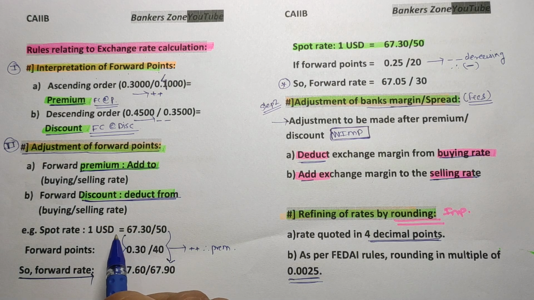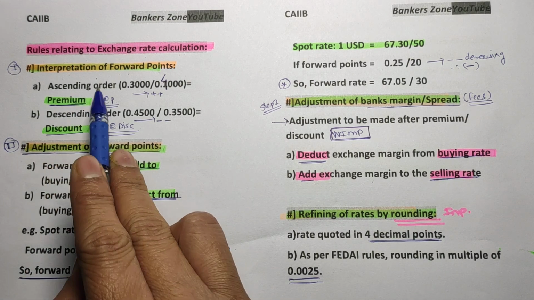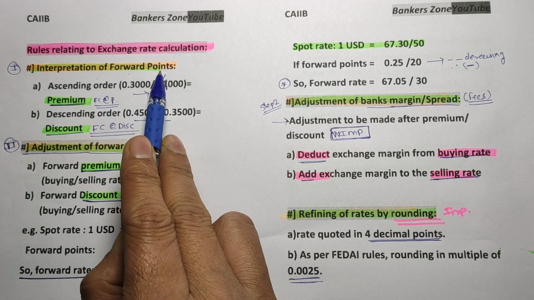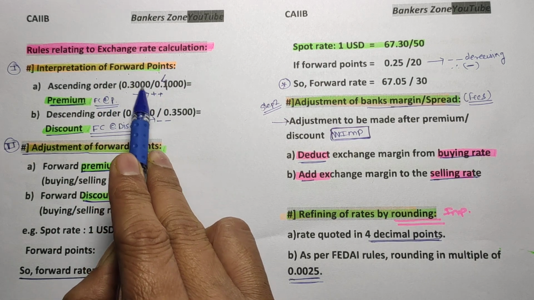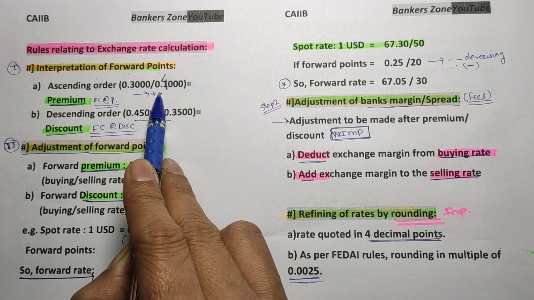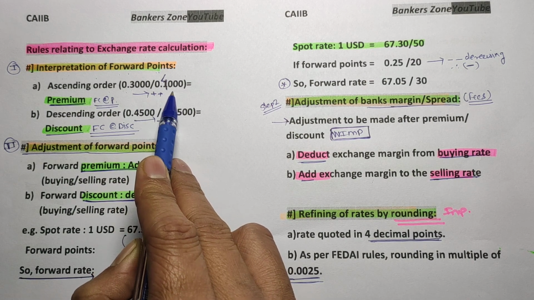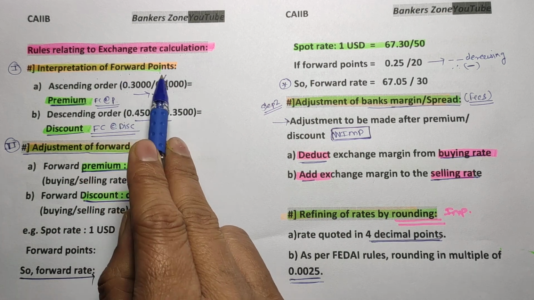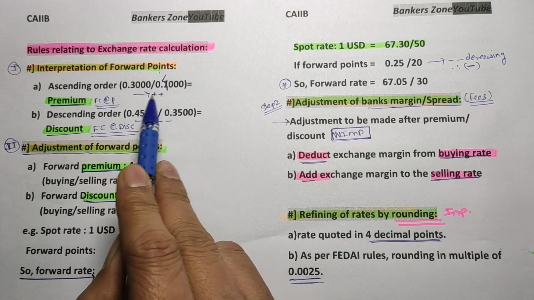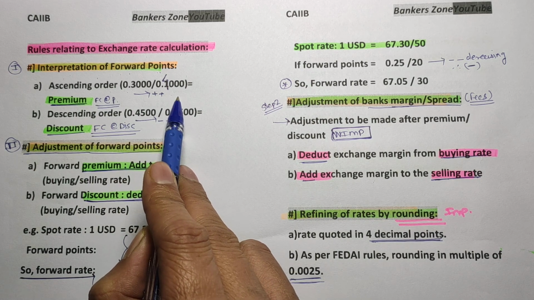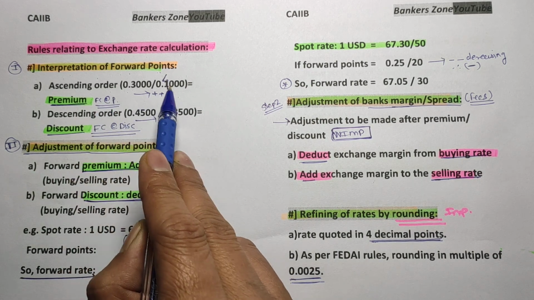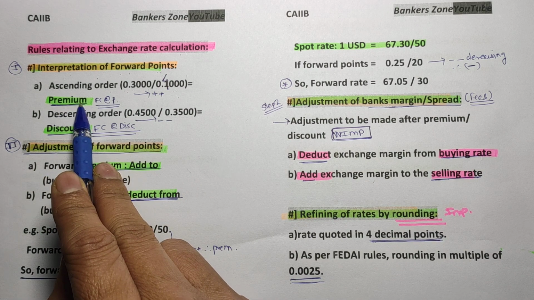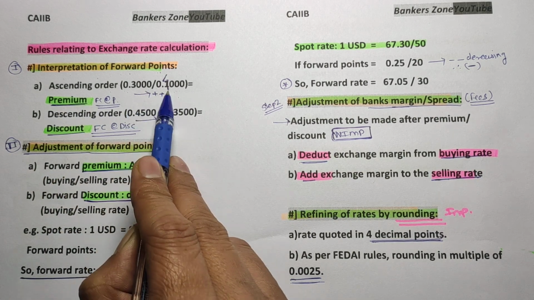So friends, see, if the ascending order is given, for example, if forward points are given like 0.3000 slash 0.4000, right? If the forward points are given in the ascending order, that means they are increasing, then you have to assume it is at the premium. That means your foreign currency will be at the premium.